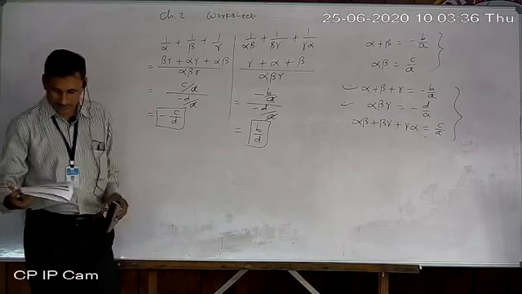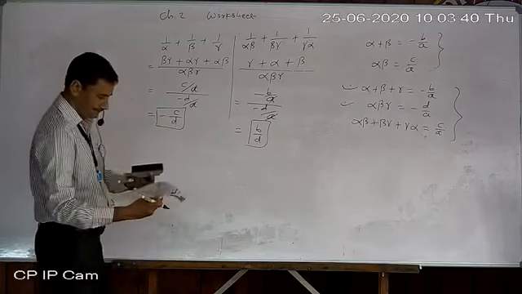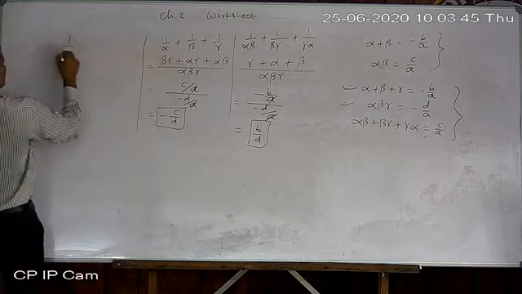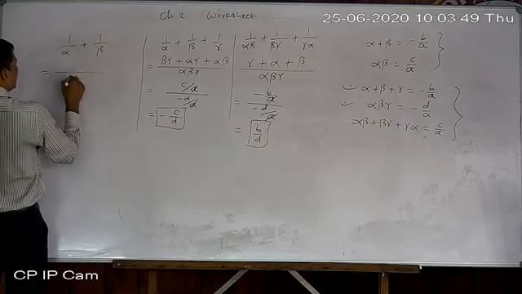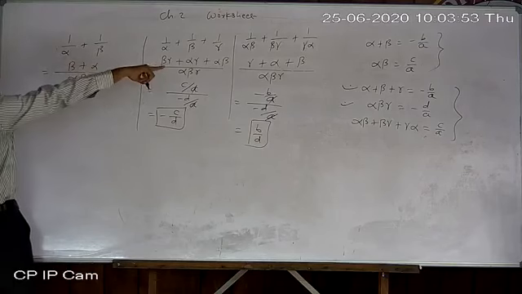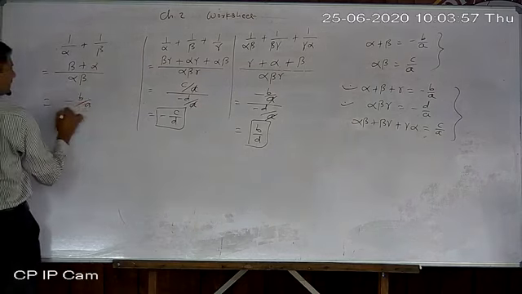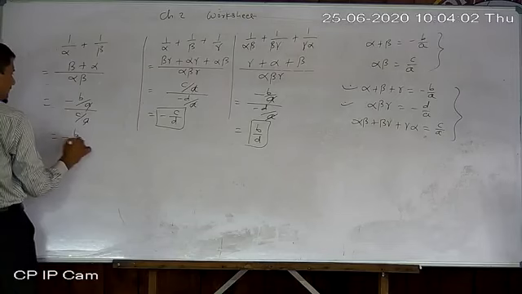Now the same type of question is given in 12 also. In 12 there is given just like this, only 2, 1 upon alpha plus 1 upon beta. So take LCM, alpha beta, and here beta plus alpha. Now look at first and second. First and second, minus d upon a and c upon a. So that is nothing but minus b upon c.